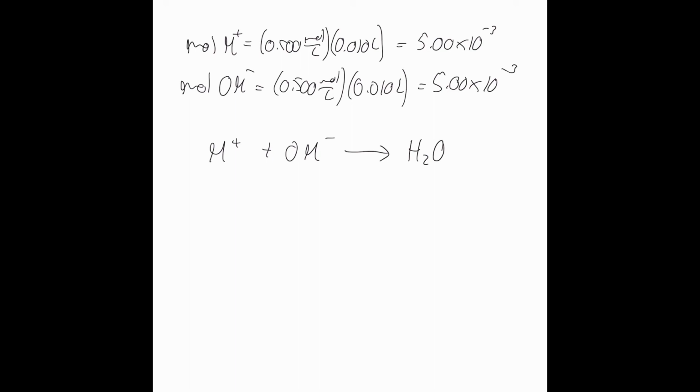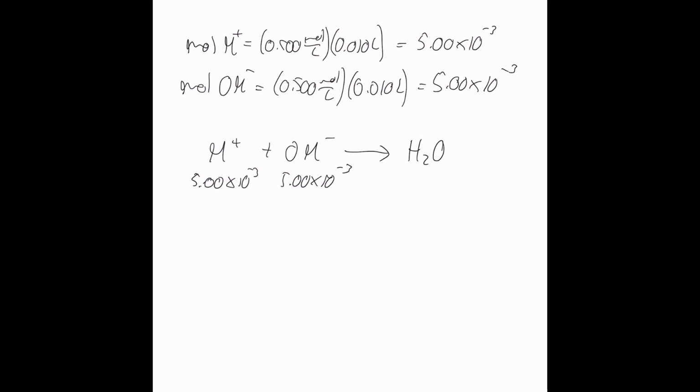Actually, the moles of H plus is the same as it was in the previous problem where we had 0.5 molar and 10 milliliters, and we get 5 times 10 to the minus 3. And we add to that moles of OH minus, same concentration, same volume. It's going to be the same moles. So if we were to set this up, and we'll go through this, but we know what's going to happen. So 5.00 times 10 to the minus 3 and 5.00 times 10 to the minus 3.